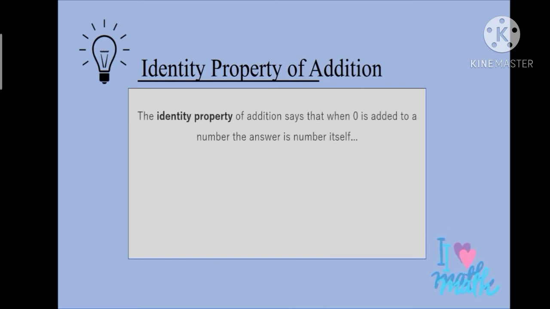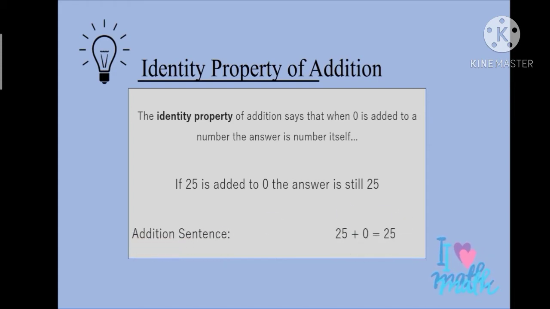The identity property of addition says that when 0 is added to a number, the answer is the number itself. For example, if 25 is added to 0, the answer is still 25. Or in an addition sentence, we have 25 plus 0 is equal to 25. If, for example, you have 100 added to 0, the answer is equal to 100.